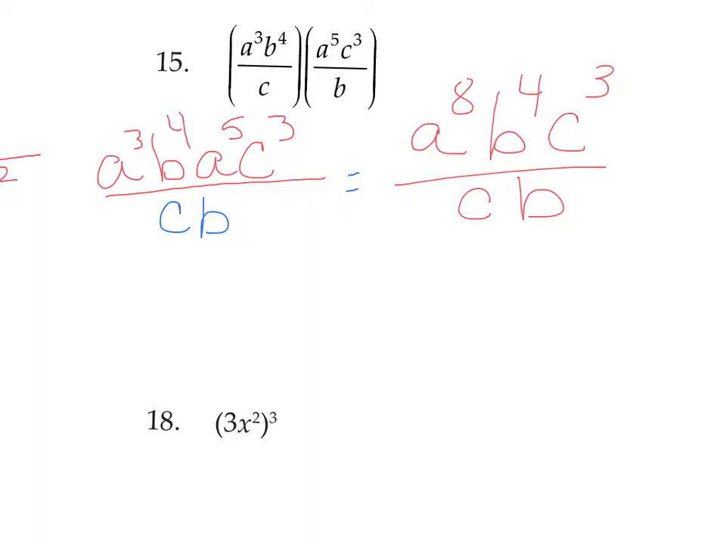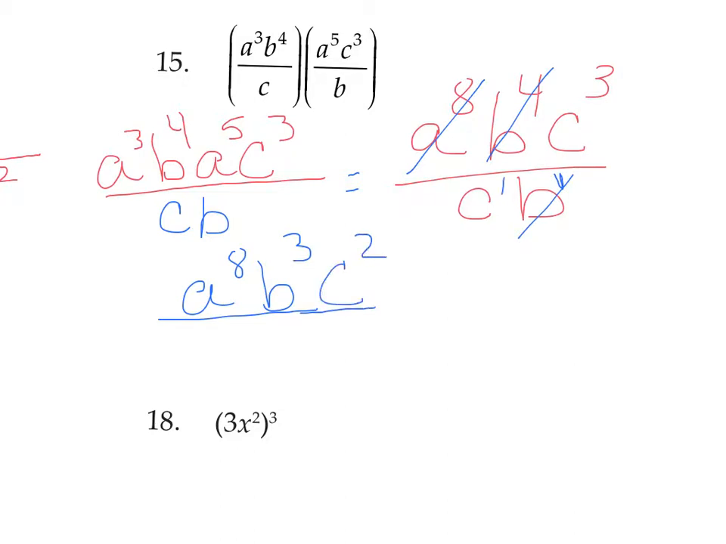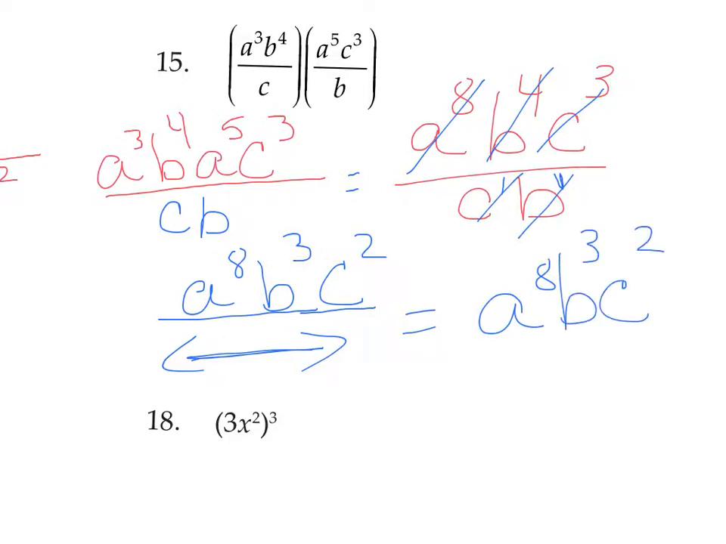Now I need to reduce this b and this c here. So we need another fraction bar. The a is done. There are no other a's. b to the 4th over b to the 1, subtract, gives us b cubed. And those are taken care of now. c cubed over c to the 1 gives us c squared. And now those c's are taken care of. So I don't really need the bottom of this denominator, do I? I just have a to the 8th, b cubed, c squared.